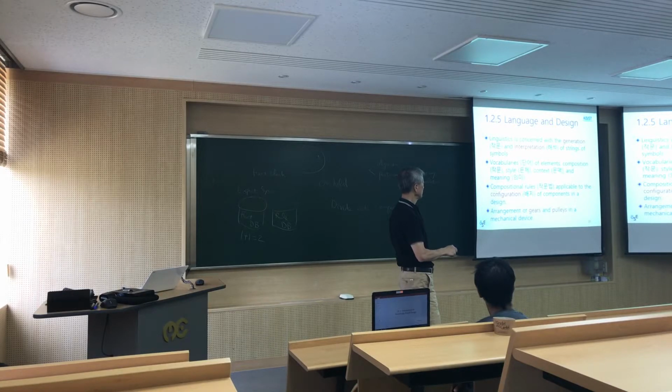Context and style: you can say that I want to design a smartphone for an Indian lady. That is the context, and also we find our style. Compositional rules: how can you combine the Lego blocks, grammatical rules, and that is applicable for configuration of components in a design, say the arrangement of gears and pulleys in a mechanical device.